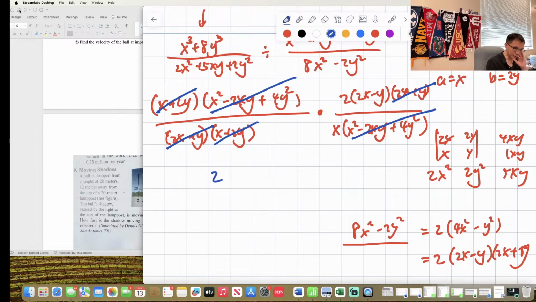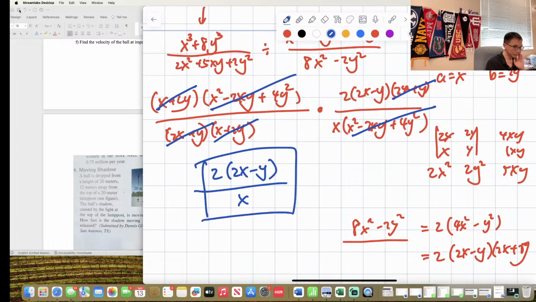So I got 2 times 2x minus y all over x. Is that the right answer? A lot of factoring, but it's not that bad. You can only cancel if it's a factor. Ben, does that make sense? Yeah.